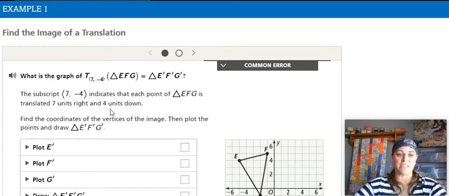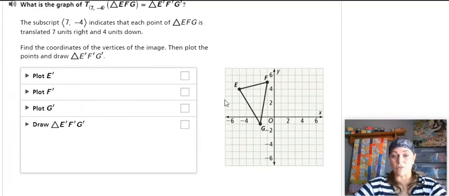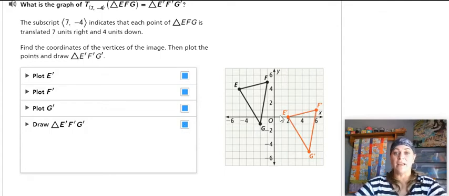So let's go through each of these steps. You already have the original, or pre-image. If you start with point E, and I went 7 to the right and down 4, there's point E prime. And hopefully you'll be able to do all the rest as well. F, 7 to the right, down 4. +7, -4. And when you have all 3 points, or however many points you need for the figure, then you connect them and make sure to label the points with the prime, EFG prime.